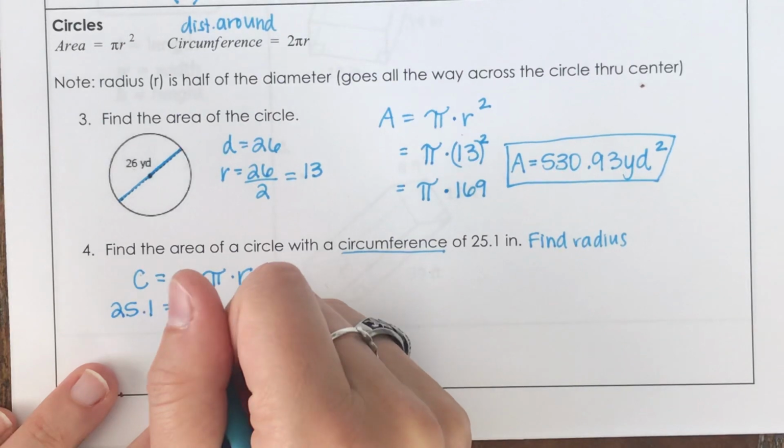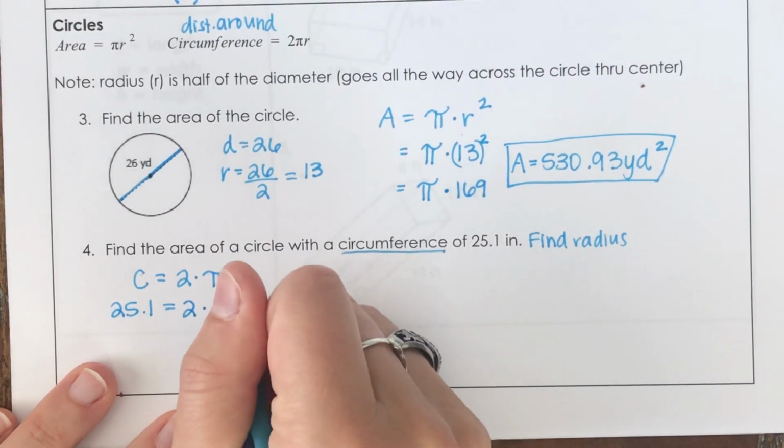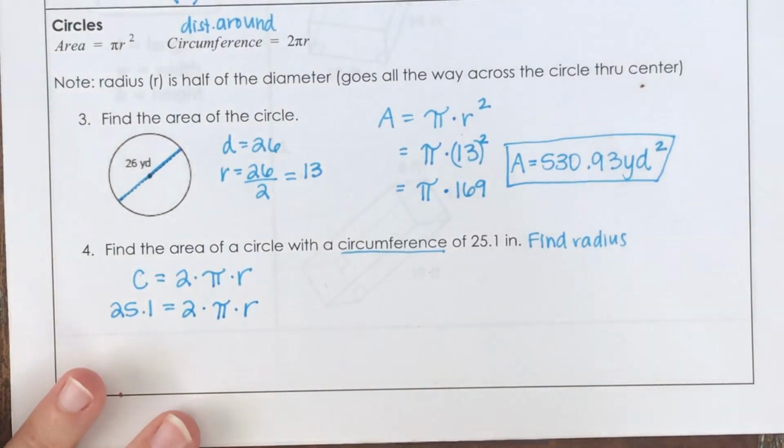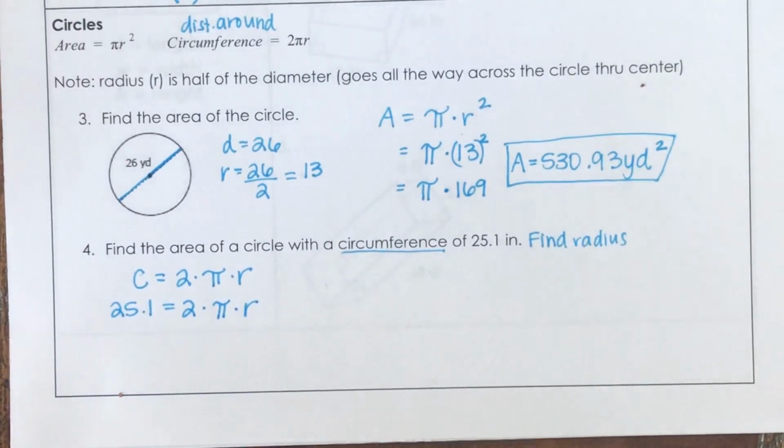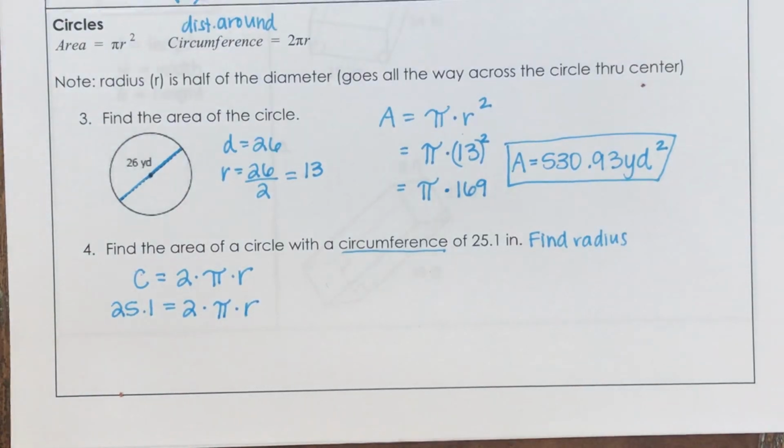And then I put in 2 times pi times my radius. Well, I don't know what my radius is. That's what I'm trying to solve for. So what I'm essentially going to do is solve this like a normal algebra problem. I'm going to get the r all by itself.